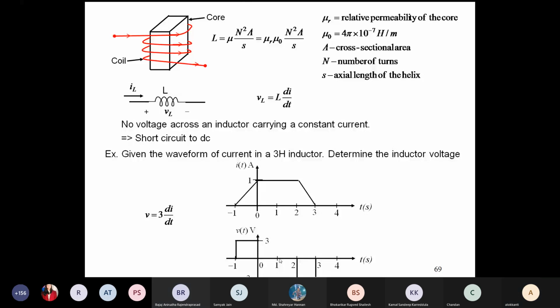Okay, sir. Then you can get this type of waveform, and here there is a negative slope, so there is a negative voltage appearing across the inductor.